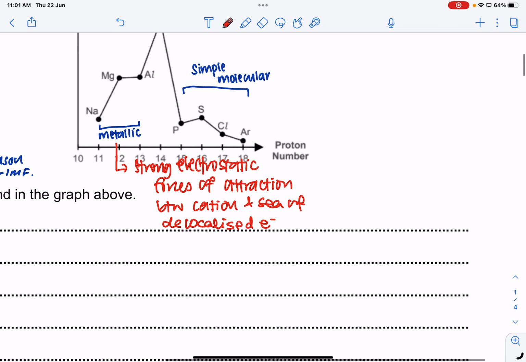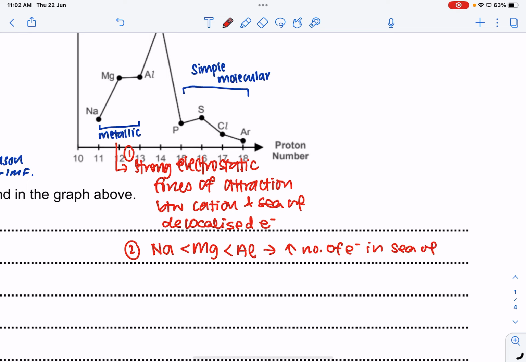You need to explain, there are 2 parts to this 1 mark. The first half is talking about the forces of attraction, your metallic bonding, between sodium, magnesium, and aluminium. Then number 2, you need to say that the strength for sodium is smaller than Mg, smaller than Al. Why? Due to the increased number of valence electrons in your sea of delocalized electrons.